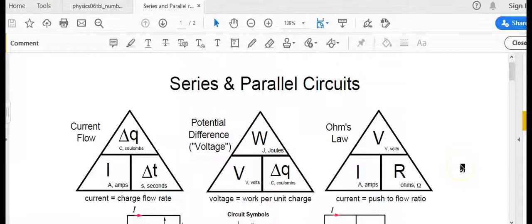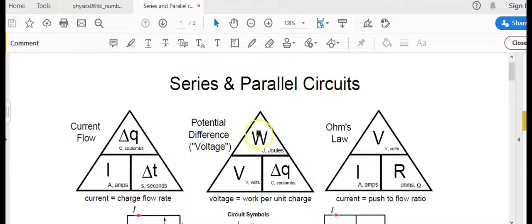In conclusion, we're going to now look at the series and parallel circuits, all their formulas, and all their relationships. So you will notice up top here we have the 3 equation triangles. The first for current flow, the second for potential difference, also known as voltage, and the third for Ohm's law. So current flow is the charge flow rate. That's how much charge passes by in an amount of time. That's what defines what an amp actually is. 1 coulomb per second would be 1 amp.